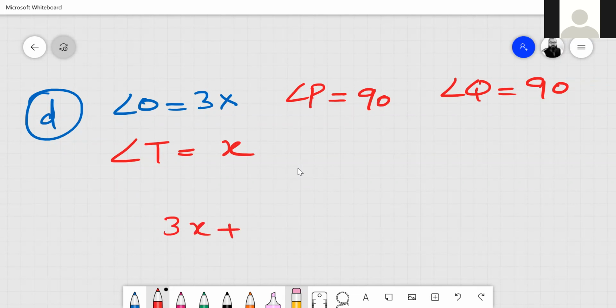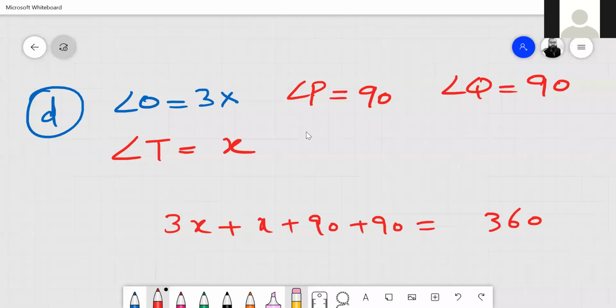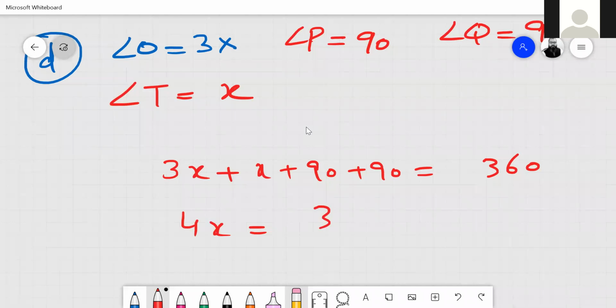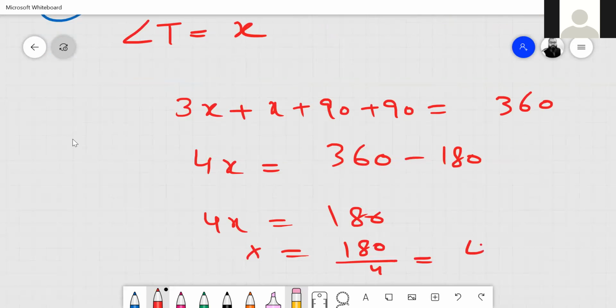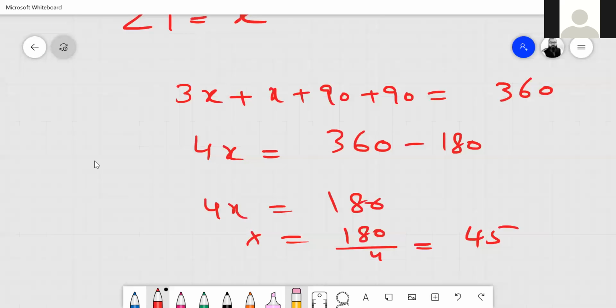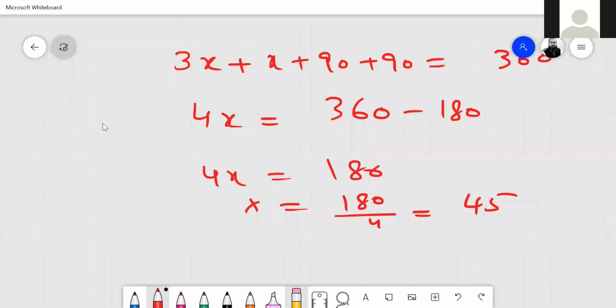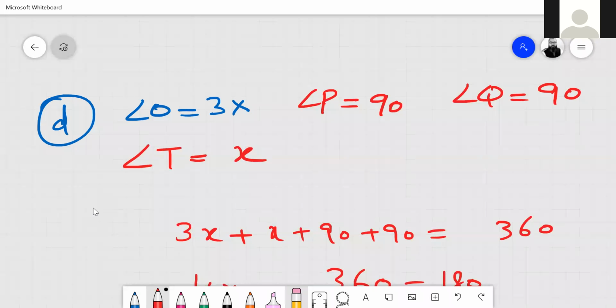Quadrilateral, because there are 4 sides. We will add these, and the sum is 360. 90 plus 90 is 180. So 3x plus x is 4x, and x is equal to 45. So 3x will be 135, the answer is 135.